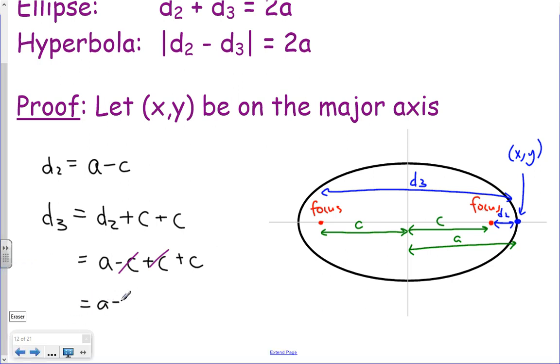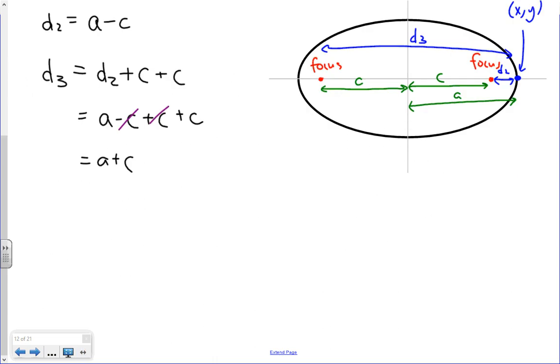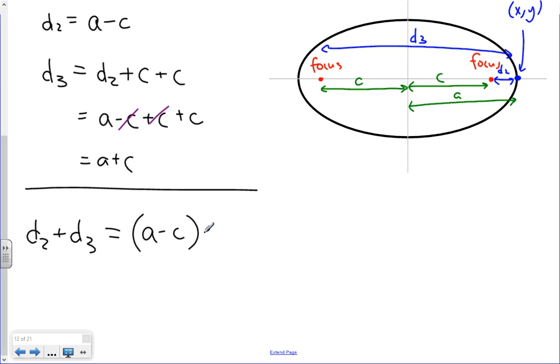So d3 is equal to a plus c. All right, so now let's see what we end up with when I add those two together. I take and add the left side of this, d2 plus d3. d2 we said is equal to a minus c. And d3 we just found out was equal to a plus c.